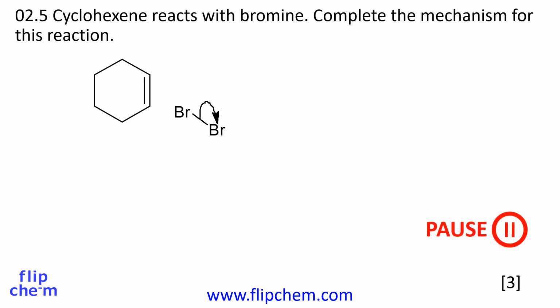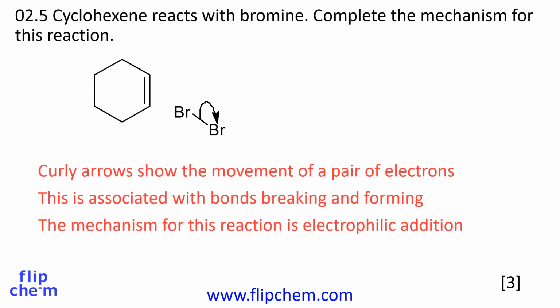Here's the next part of the question. Press play when you're ready to go through the answer. Curly arrows show the movement of a pair of electrons. This is associated with bonds breaking and forming. The mechanism for this reaction is electrophilic addition.